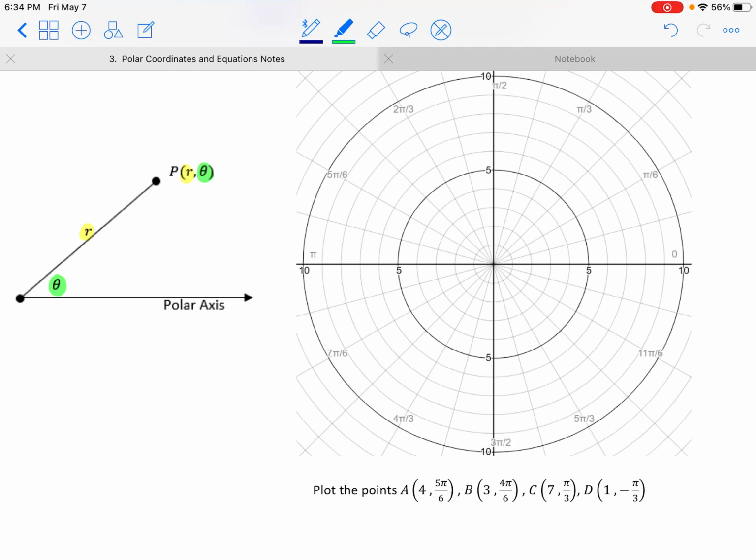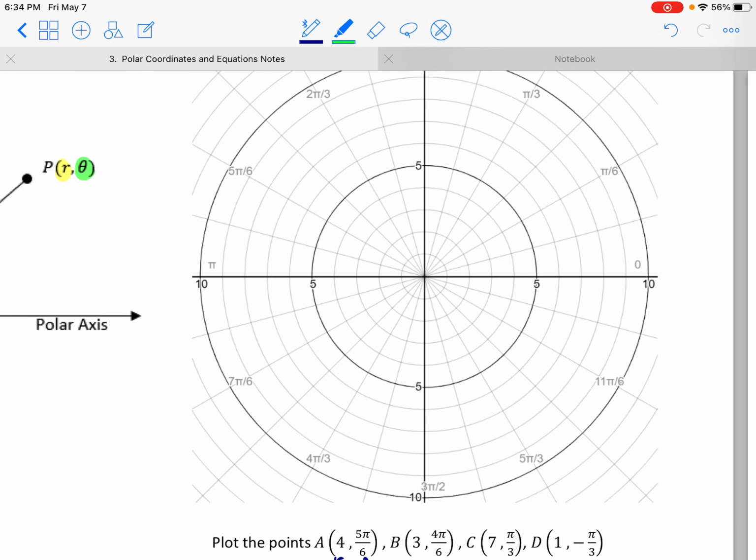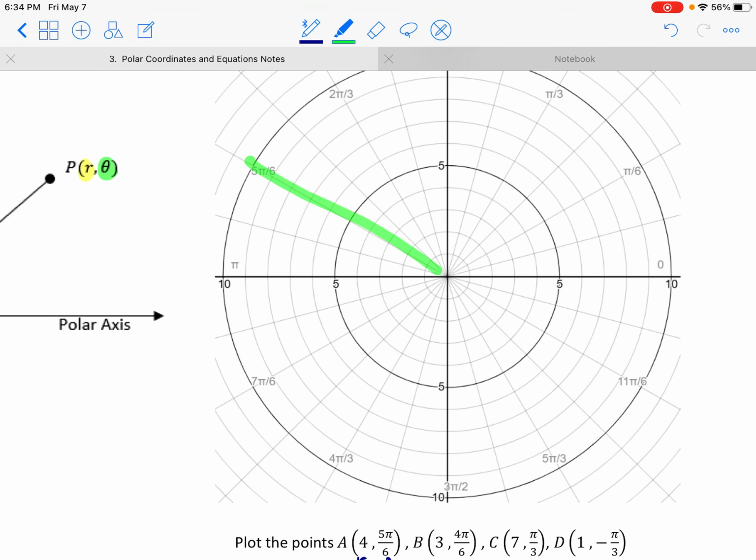Plenty of practice doing the other stuff. So first it says, let's plot the point 4 and then 5 pi over 6. So 4 represents a radius length. 5 pi over 6 is our angle. So I would locate the angle. The angle 5 pi over 6 is here.